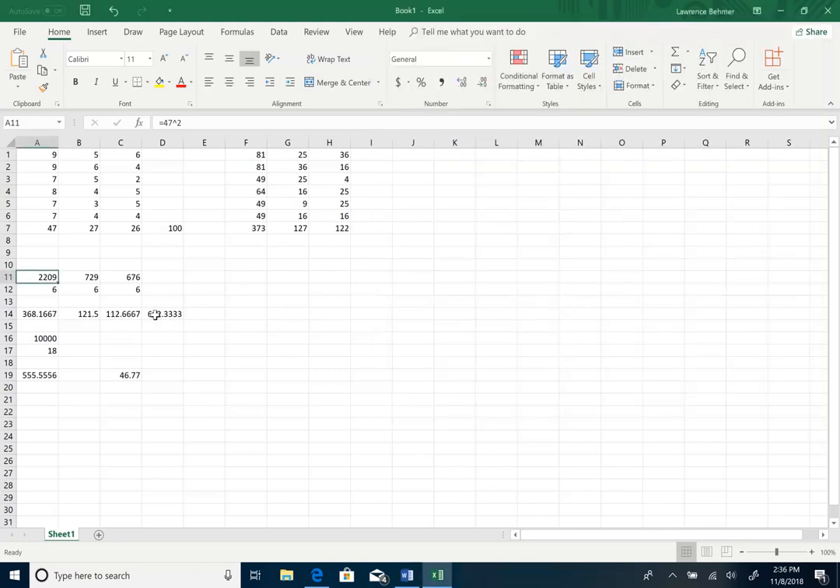Well, let's go back to our Excel sheet. So this is one of the nice things. Let's go back. We've already done this step. Note here that I'm going 47 squared.